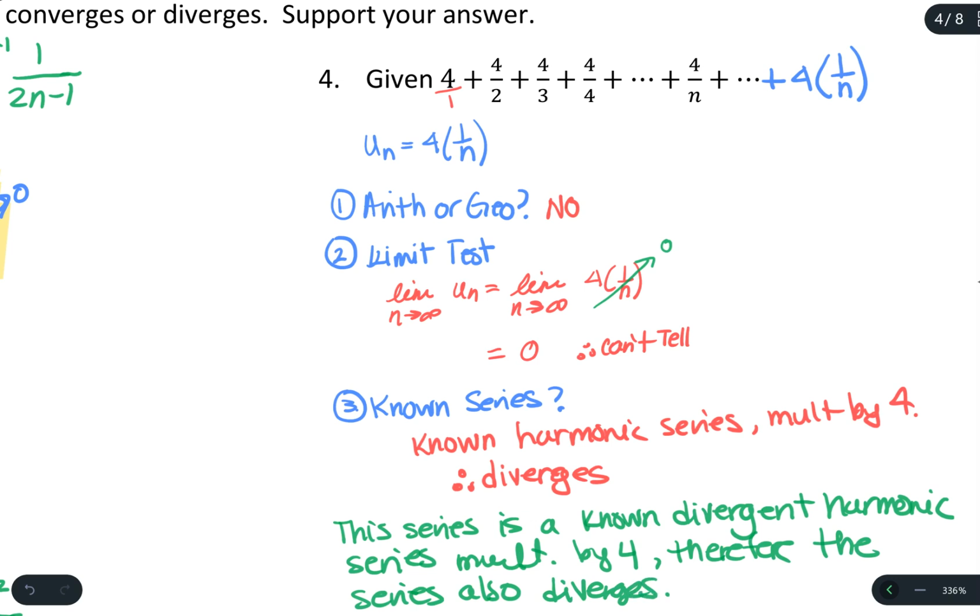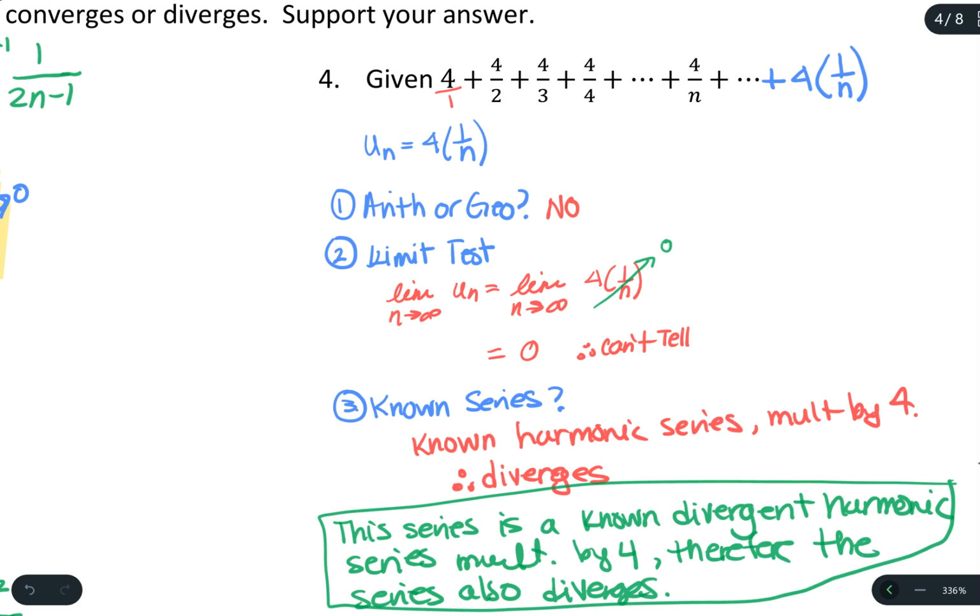And with this sentence, let me highlight the pieces that are required. You need to say it's known, you need to say it's divergent, you need to say what type of series it is, you need to say it's multiplied by a constant, and then you need to give the conclusion of divergent.